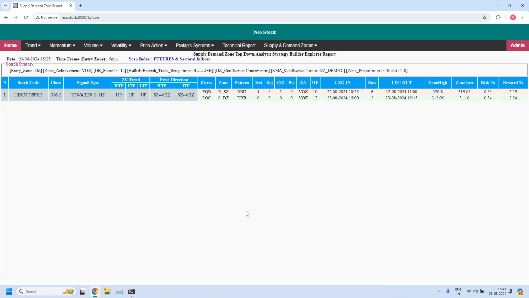That's a good trade setup. And moreover, this 5 minutes demand zone is a high liquidity zone and RR is excellent. So very good. This is a good trade setup. We filtered one trade setup, good trade setup related stock.